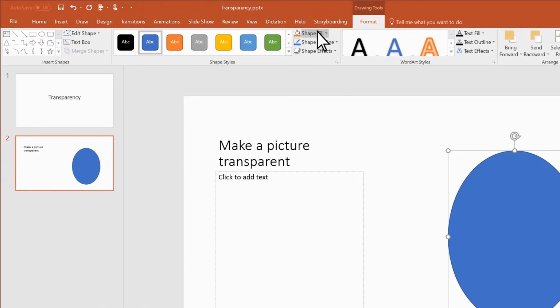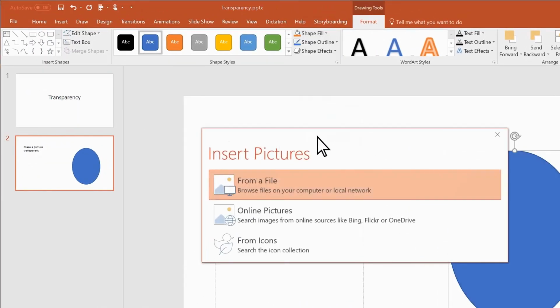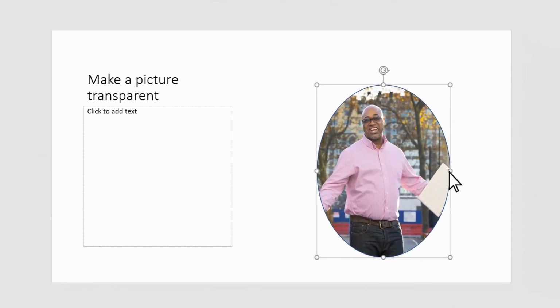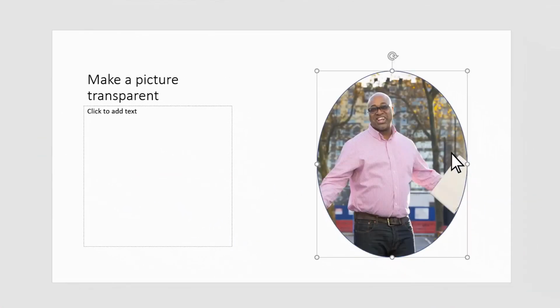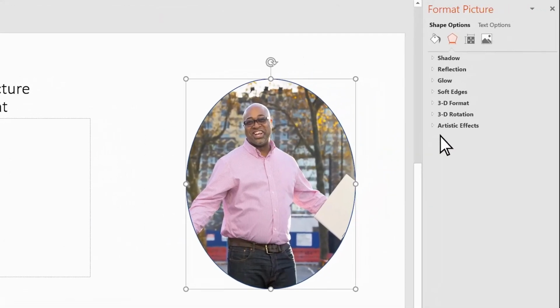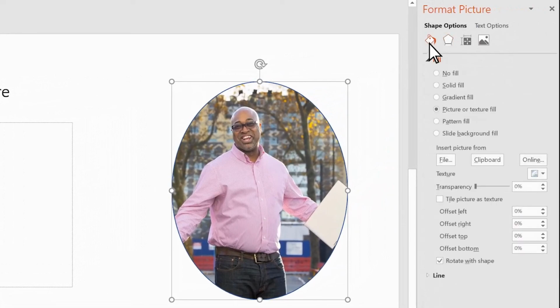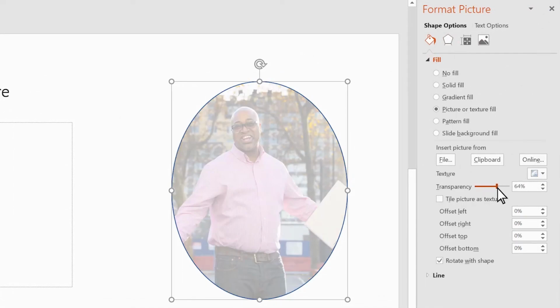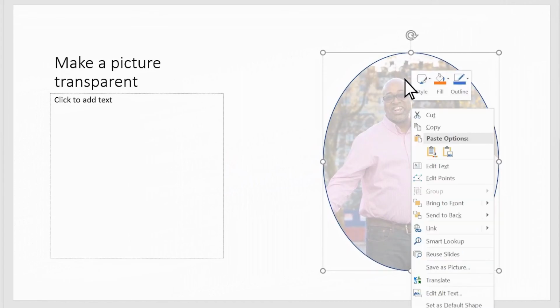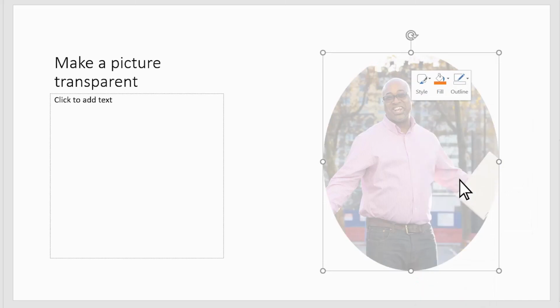Next, select Shape Fill, Picture. Insert pictures from a location of your choice. Choose your image, insert. Adjust the shape if needed to make the image proportional. Right-click the image and select Format Picture. Select the first icon under Shape Options to see the fill controls. Then, drag the transparency slider to get the degree of transparency you want. You can optionally remove the outline from the shape by right-clicking on the shape. Select Outline, No Outline.